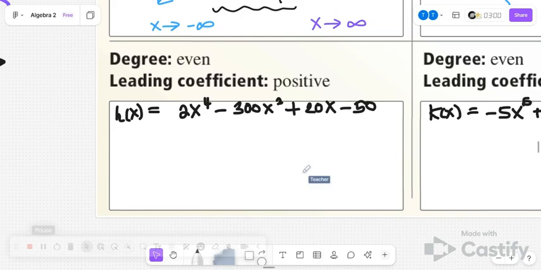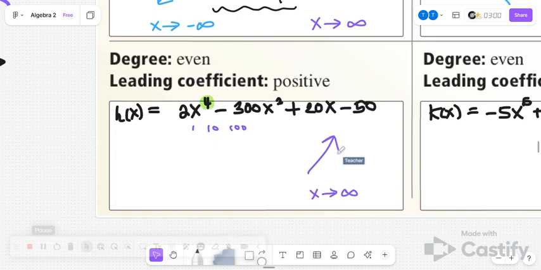Next scenario is we have even degrees. Even degrees could be 2 or 4 or 6. And we have a positive leading coefficient now. So let's see how the function changes when x is increasing: 1, 10, 100. Even without plugging in, you see the x to the fourth powers are going to be getting bigger, right? So it's going to be going up, and there's no negative in front of it, so it's just going up.